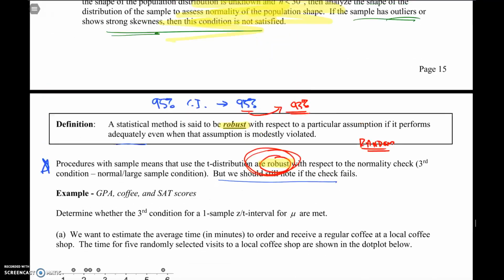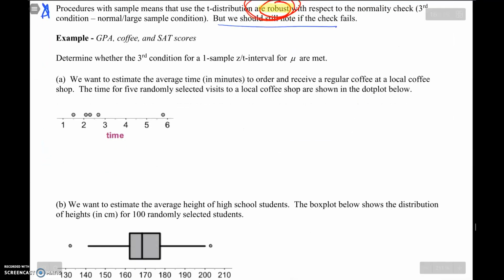All right, so because this third check's a little bit different, let's do a couple of examples. GPA, coffee, and actually I don't think this is GPA. Whatever. Determine whether the third condition for a one sample T interval or Z interval for mu are met. We want to estimate the average wait time to order a regular coffee at a local coffee shop, your local Starbucks. The time for 5 randomly selected visits at a local coffee shop are shown below.